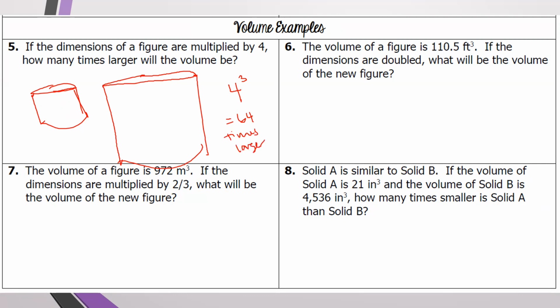If the volume of a figure is originally 110.5 feet cubed and the new dimensions are doubled, what will be the volume of a new figure? Remember, double means times 2. So if the new dimensions are multiplied by 2, what will be the new figure? I multiply each of the dimensions by 2, and we're talking about volume, so I'm going to cube that. So that's 8. So if we start originally with 110.5 feet cubed, but then I change the dimensions, then that volume will be 8 times as big. So the new volume is 884 feet cubed.